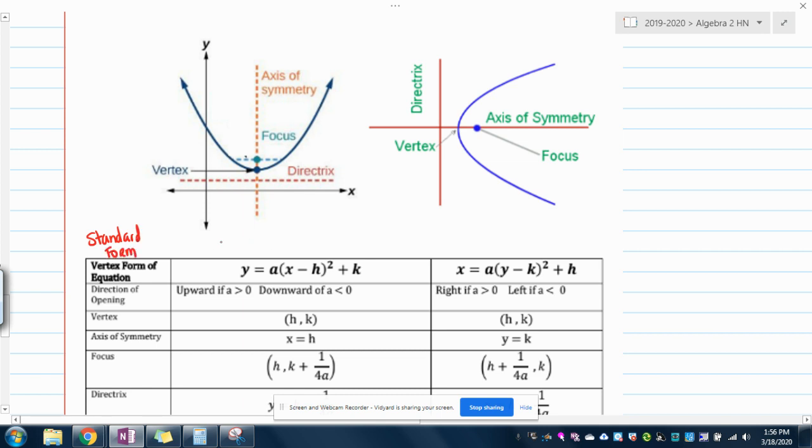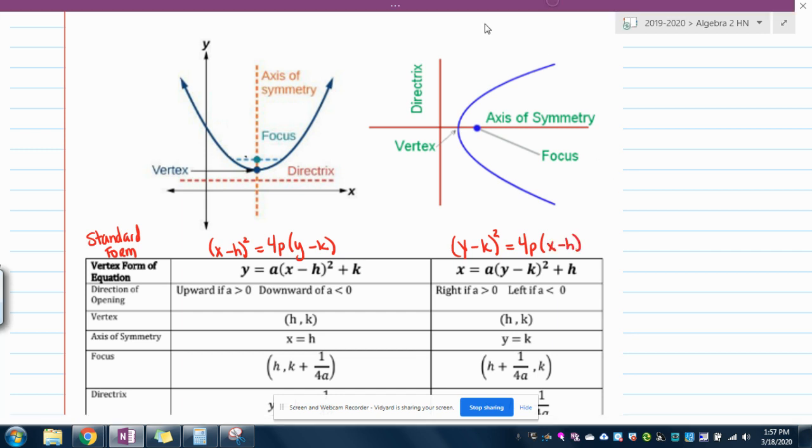And you can write it from above, or you can write it here. So I'm going to write it here. (x - h)^2 = 4p(y - k). And then here it's the same exact thing, except it's (y - k)^2 = 4p(x - h).